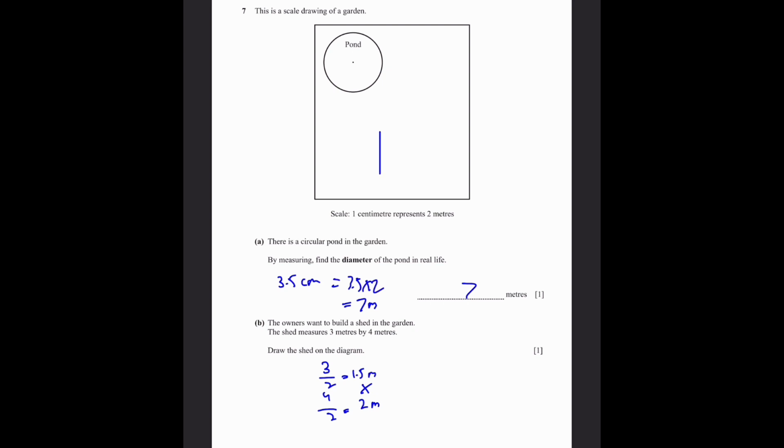And that rectangle will represent the shed. So we have to measure 1.5 centimeters on the ruler and draw it like that. And now we take this length as 2 centimeters on the ruler because we found that. Now we take it here for 1.5 and here 2. That's the answer.